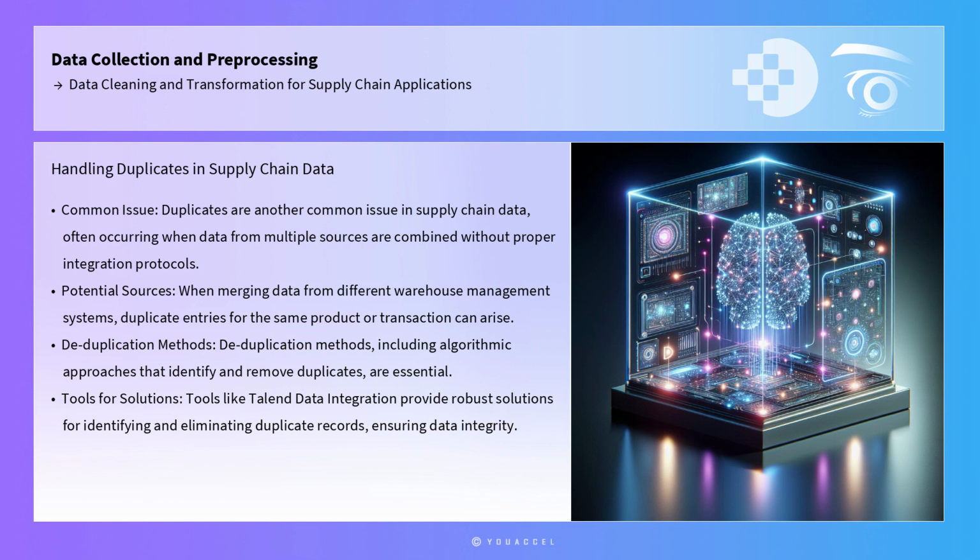Duplicates are another common issue in supply chain data. Duplicate records can occur when data from multiple sources are combined without proper integration protocols. For instance, when merging data from different warehouse management systems, duplicate entries for the same product or transaction can arise. Deduplication methods, including algorithmic approaches that identify and remove duplicates, are essential. Tools like Talend Data Integration provide robust solutions for identifying and eliminating duplicate records, ensuring data integrity.